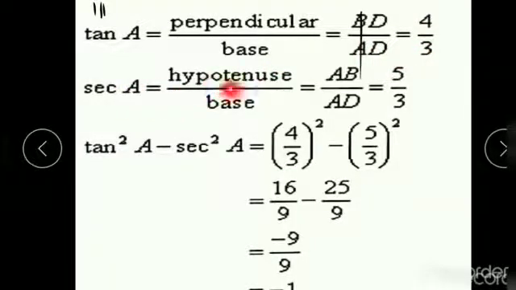Secant is hypotenuse divided by base. Here you are going to take the reference angle as A. Don't forget it. So secant A is hypotenuse divided by base, where the hypotenuse is AB and the base is AD. The value of hypotenuse AB is 5 and AD is 3. So you got secant A as 5 divided by 3. Now you just substitute in this equation. You have tan square A. What is tan A? It is 4 divided by 3, and you have the square. Minus secant A, which is 5 divided by 3, and you have the secant square, right?